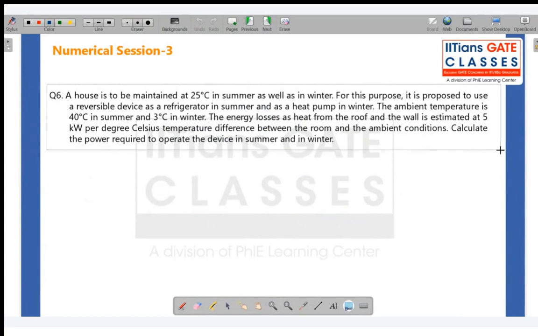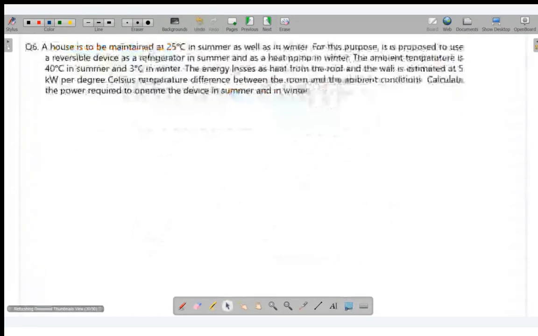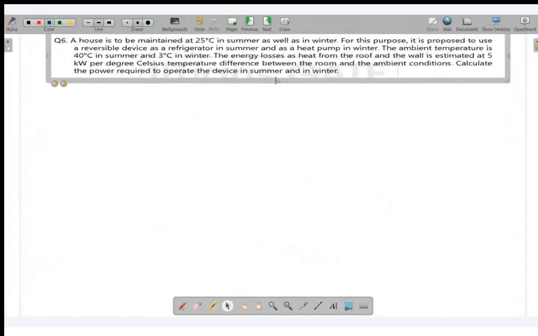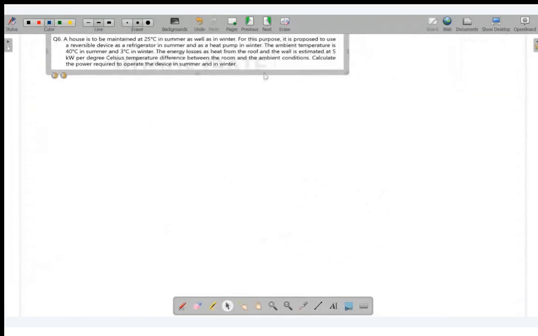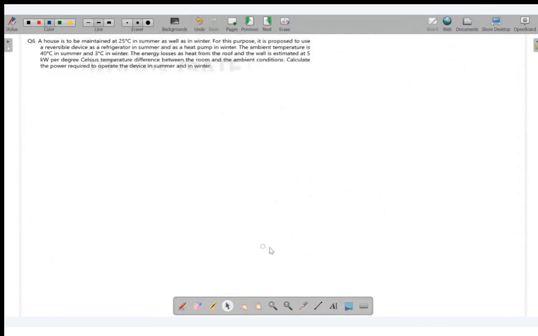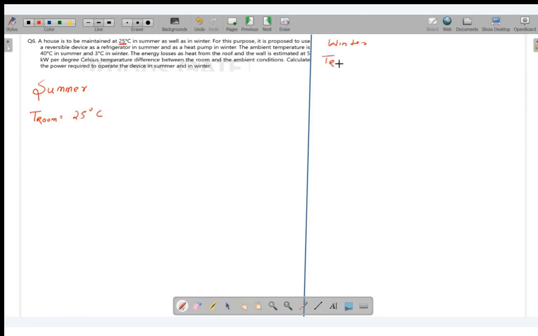Very important question. Just focus here for some time. Now, a house is to be maintained at 20, let us take the summer case here, summer, and let us take the winter case this side. So we have to maintain room temperature of 25 degrees Celsius in both winter and summer.